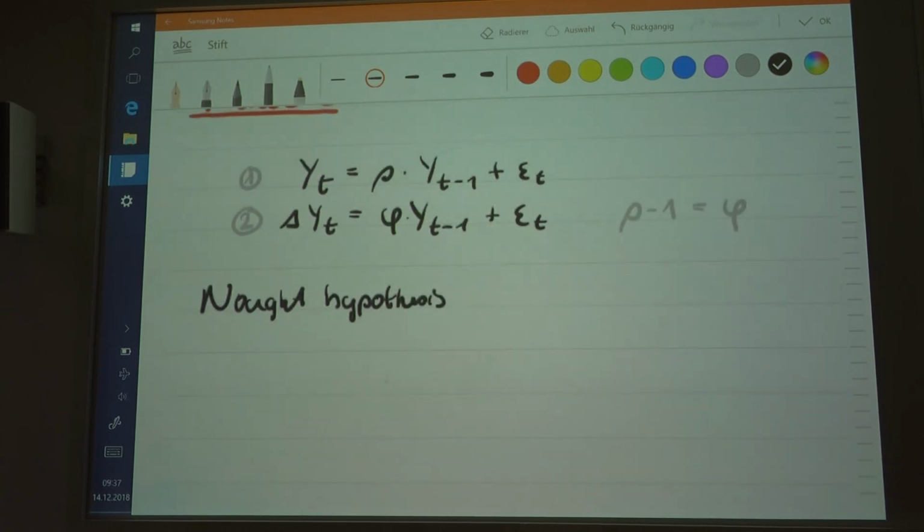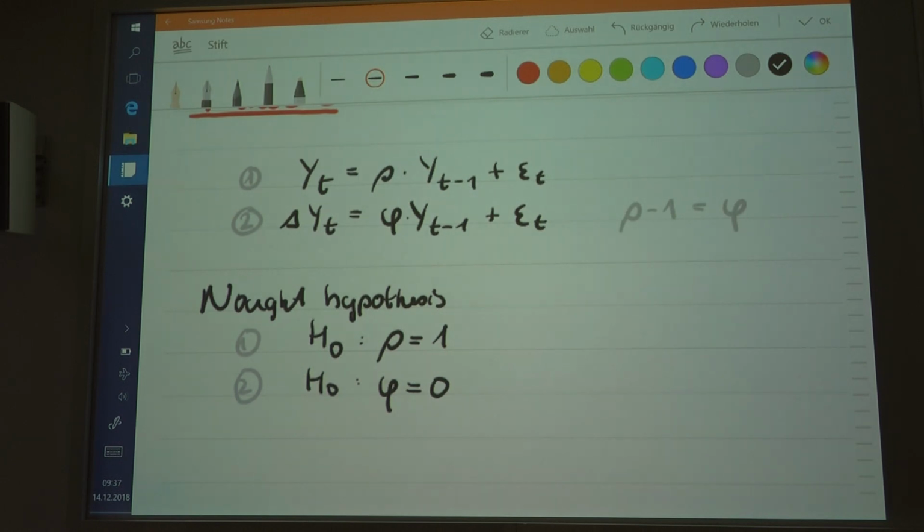For the first model, as we have seen before, the null hypothesis is that rho is equal to 1. And for the second model, again, both are equivalent. The null hypothesis is that phi is equal to 0. This is equivalent because rho minus 1 is equal to phi. So if rho is equal to 1, then phi is equal to 0, and if phi is equal to 0, then rho is equal to 1, obviously.